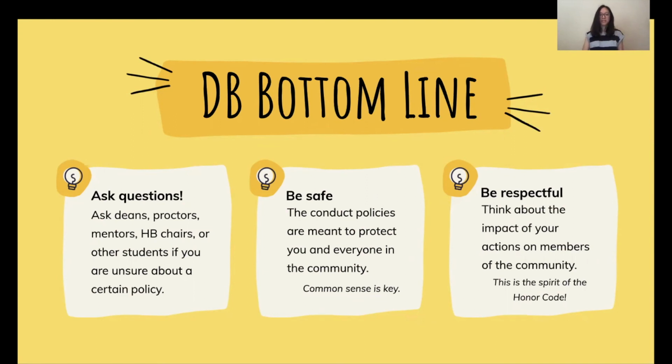The bottom line for DB is, first, if you're unsure about any certain policy, don't hesitate to ask questions. You can ask the deans, proctors, your mentors, the honor board chairs, me and Nico, your honor board reps, and other students. Second, remember that the honor code is here to make sure that everyone is safe. Use your common sense to decide whether you should be doing something or not. And third, be respectful of the Harvey Mudd community. Think about the impact of your actions and avoid things that would hurt the community. This is the spirit of the honor code, and it's not just true for DB related stuff, but it's also true for JB.